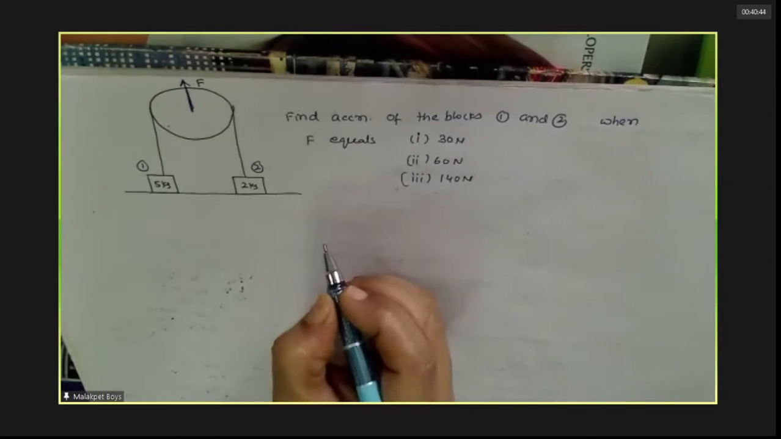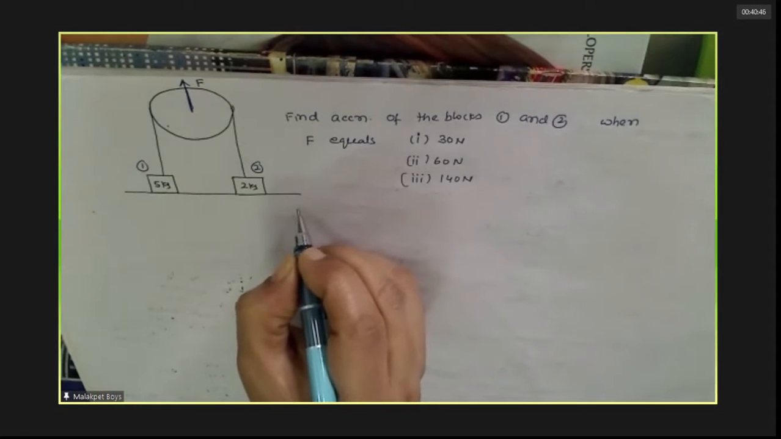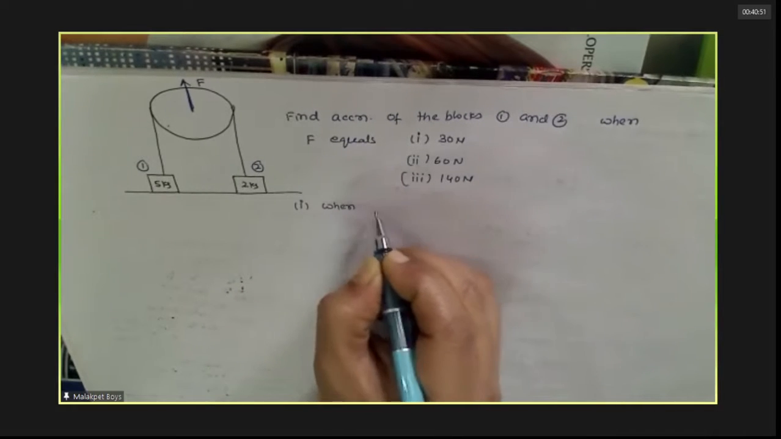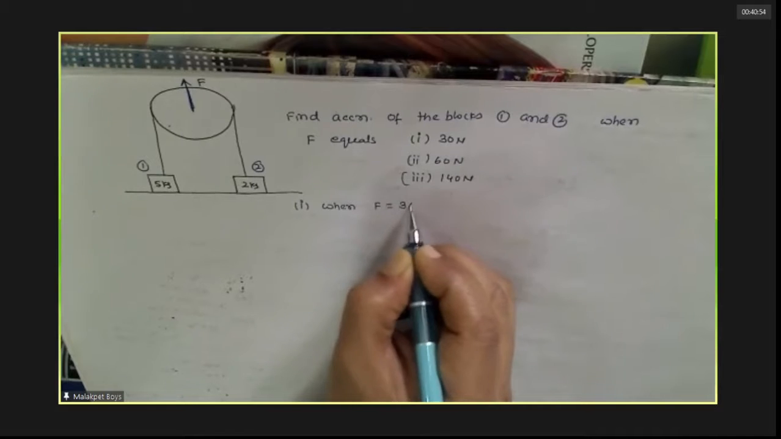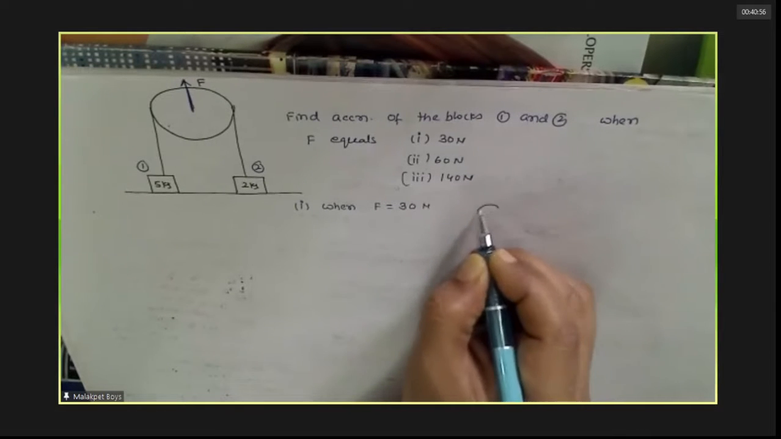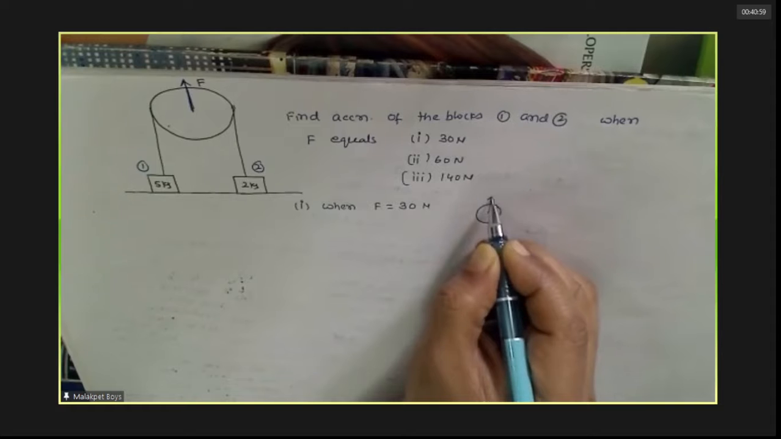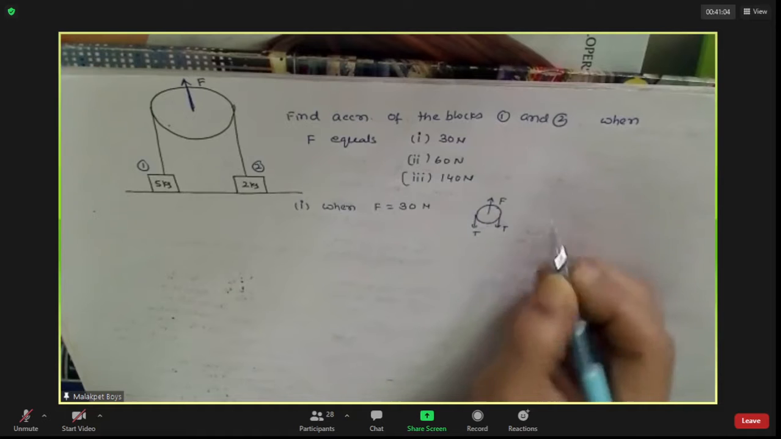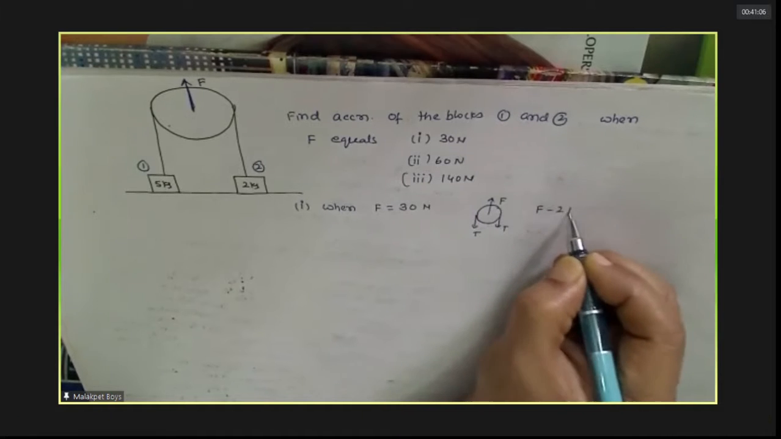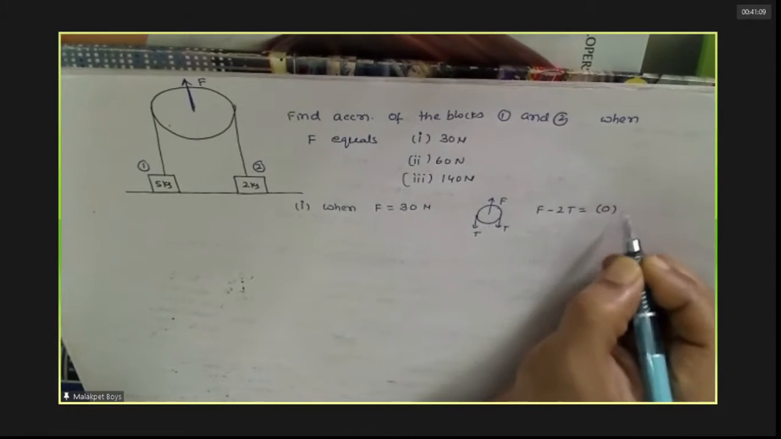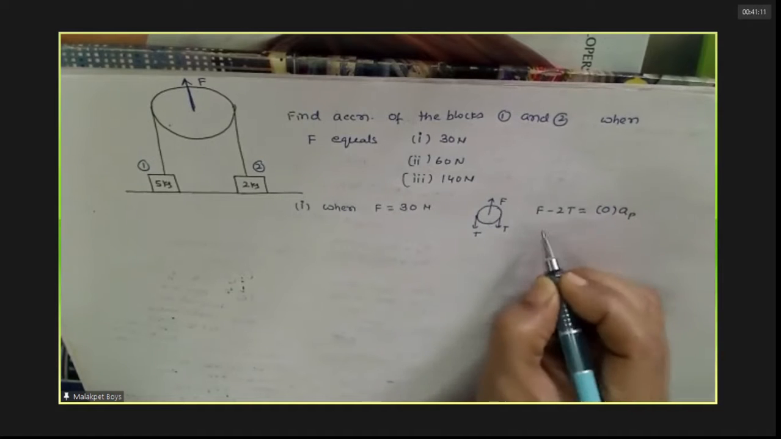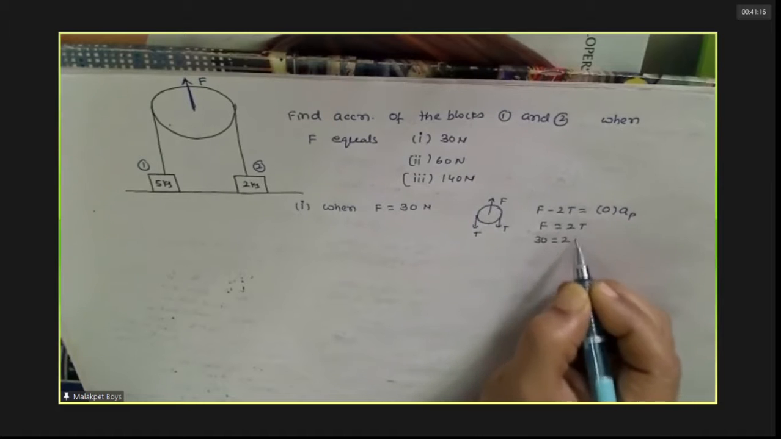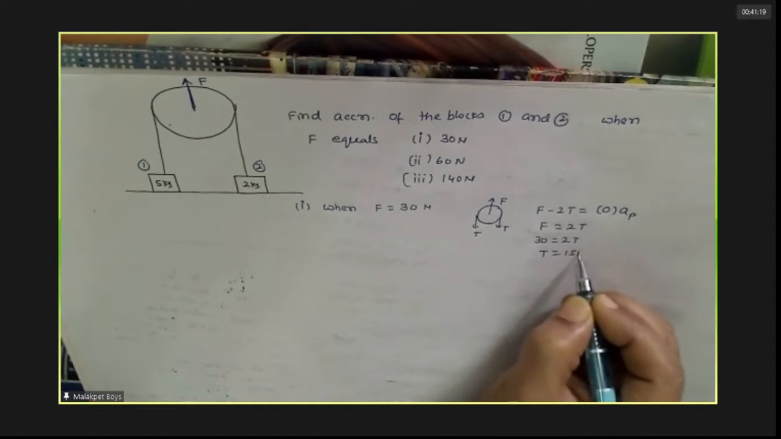Let us take the case when... draw the free body diagram of the pulley. There is an upward force. There is a tension in the string. There is a tension in the string. F minus 2T, mass of the pulley is 0, into acceleration. So F is equal to 2T. That means 30 newtons is 2T. What is T? 15 newtons.